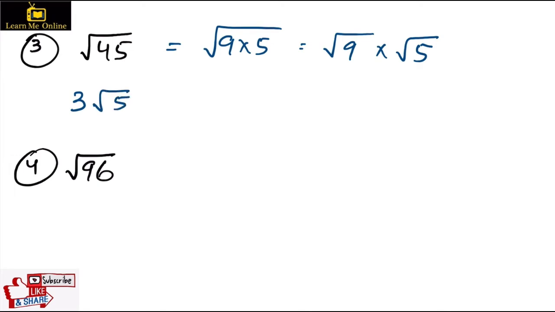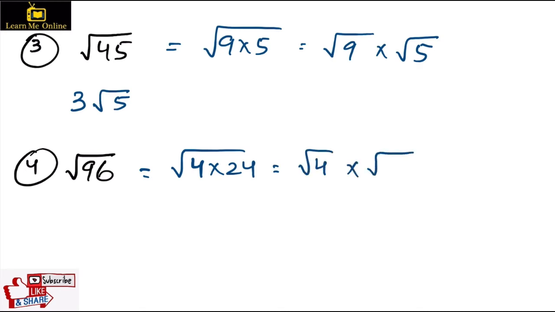Now the next number we see is 96. To split 96 as a multiple of a square number, 96 goes in the 4 times table, so we can rewrite it as 4 times 24. Because we know that 4 is a square number, first of all we split it into two square root numbers, the first is 4 and the next is 24. Because this 4 is a square number, it simplifies to 2 root 24. But we always check the number we have in the square root to see if that is the most simplified form, or whether we can still split it into a square number.